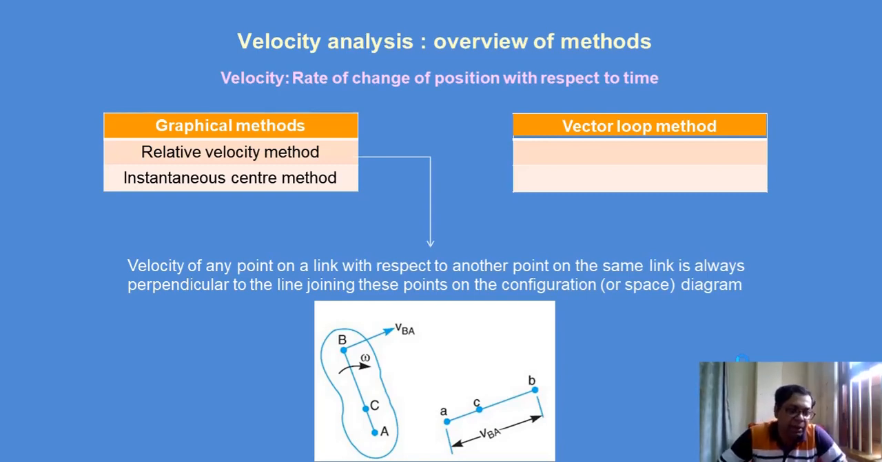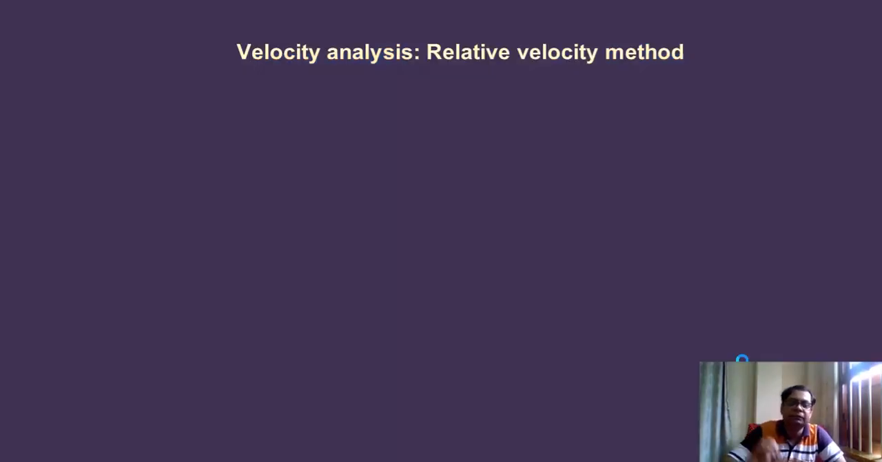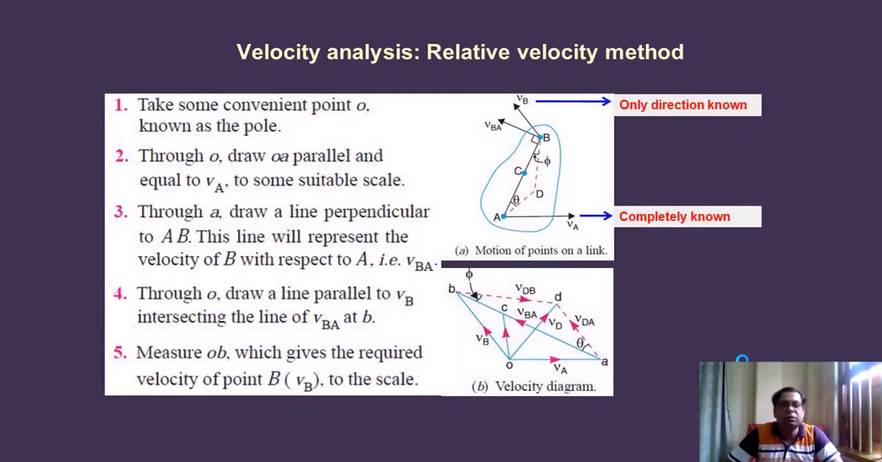Now, we may consider any arbitrary point C on AB, arbitrarily, I am repeating. As a matter of fact, we have to keep in mind that omega here is the angular velocity and VBA, that is the velocity of point B with respect to A, actually acts perpendicular to that particular link AB. Now, today we are going to discuss the relative velocity method.